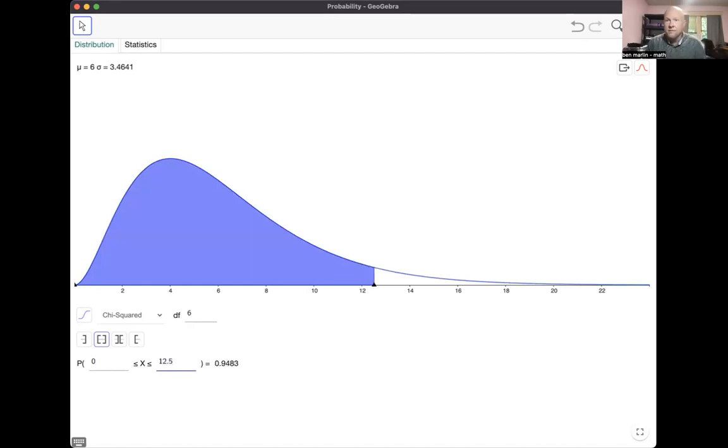12.5. Okay. So it gave me, if you see that there, 0.9483, and that's the area to the left of it. So this thing of getting the area to the left of a certain number is referred to as calculating the CDF, cumulative distribution function.